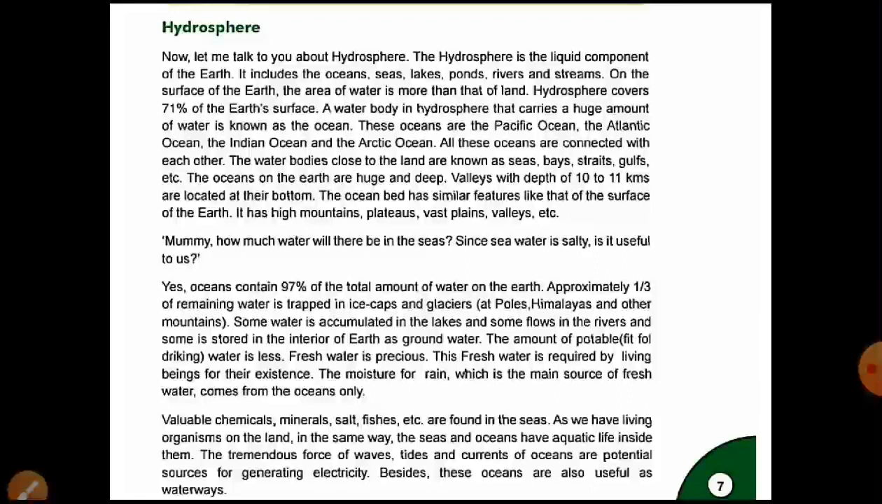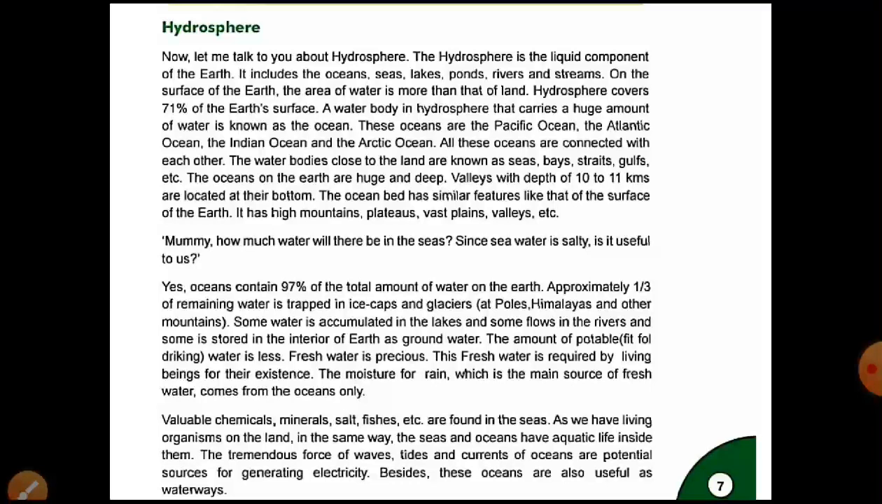We all know about the hydrological cycle: evaporation, condensation and precipitation. Again it runs back to the oceans, and again from the oceans evaporation, then cloud formation, condensation, then again precipitation and rain. Valuable chemicals, minerals, salt, fishes etc. are found in the seas. Such minerals, salt and fishes can all be obtained from the seas.